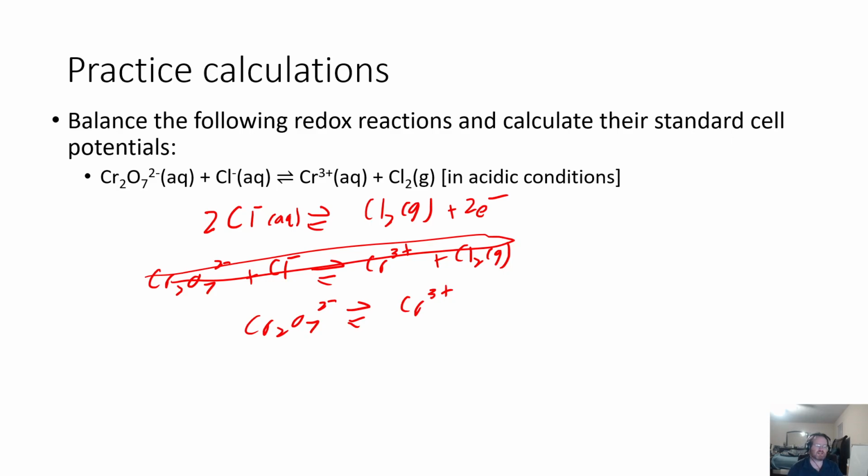So I need to balance my chromium first. I'm going to need 2 of these. Then I'm going to deal with the oxygen. There's 7 oxygens on the left, and since this is happening in water, we can add water molecules. We're going to add 7 of them. And since I have 7 water molecules, I've now added some hydrogens.